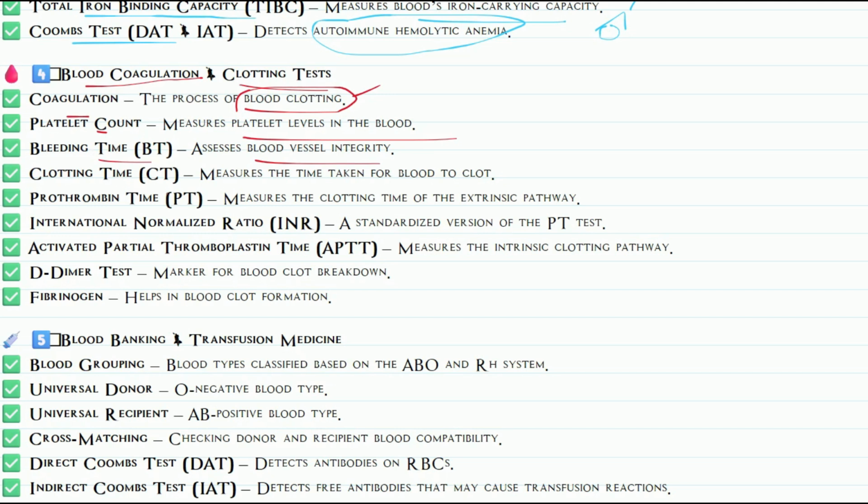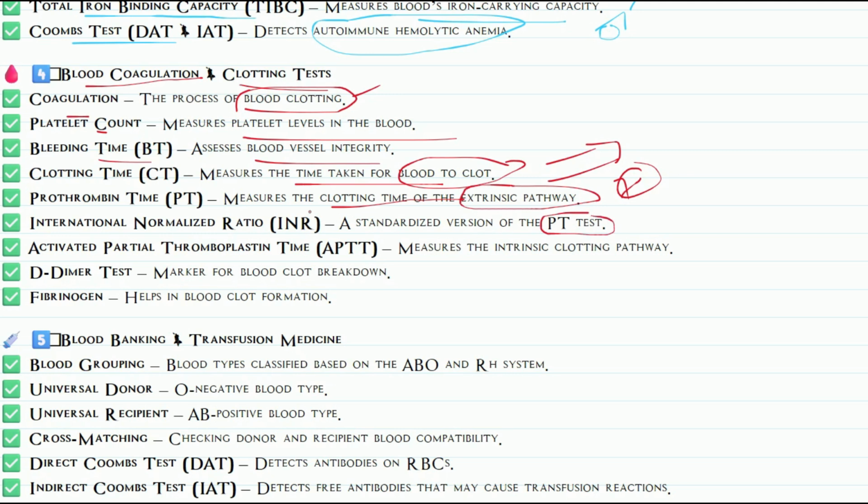Another is CT, clotting time, which measures the time taken for the blood to clot. Basically, we take the blood into a vial, and after that we add some thromboplastin or another agent and measure how much time it takes to clot the blood. PT measures the clotting time of the extrinsic pathway. So in case of PT, we mainly detect factor 7, and INR, the international normalized ratio, standardizes the PT test, right?